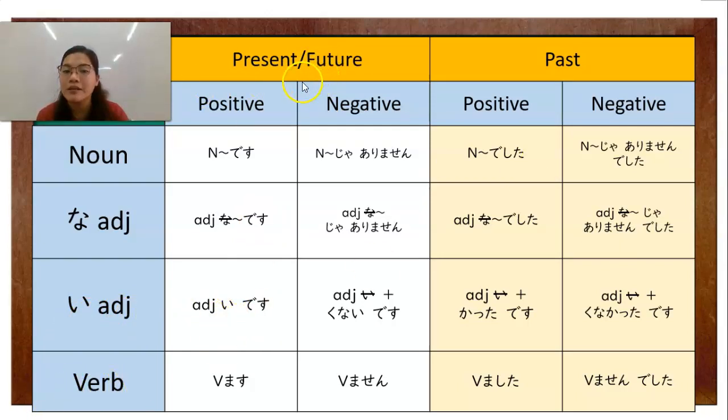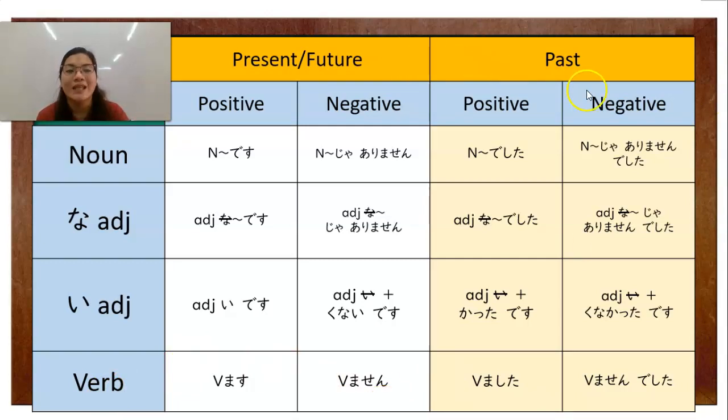When in the present negative form, noun is noun ja arimasen. The same with the na adjective. You just add the adjective and ja arimasen. The i adjective, you omit the i, add kunai and then desu. While the verb, you change masu into masen.